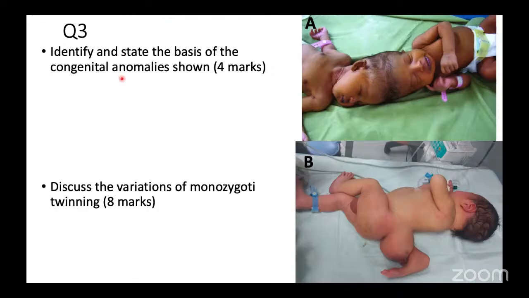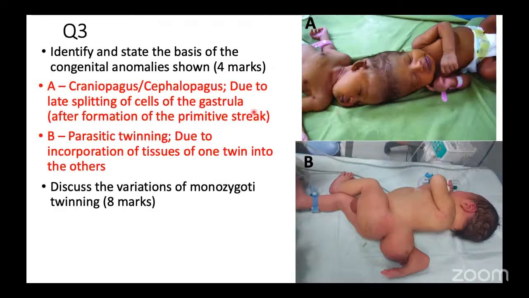All right, so identify and state the basis of the congenital anomaly shown. So this one has to do with the topic on twinning. So A is where you have conjoined twins. It's obvious. You can see. And this is at the head level or cranial level. So this is craniopagus, also called cephalopagus. Okay. So this one occurs due to late splitting of the cells of the gastrula after the primitive streak has formed. All right. So once the primitive streak has formed, if separation starts to occur during that stage, you have conjoined twins. Before that, you have monozygotic, but without conjoining.